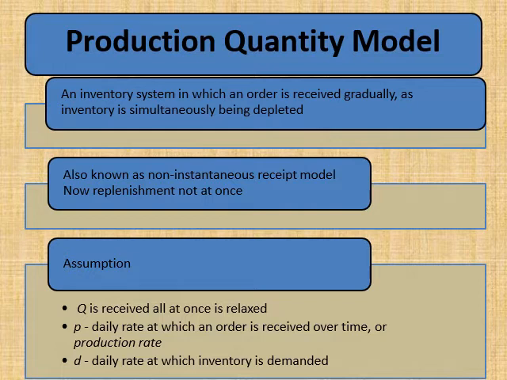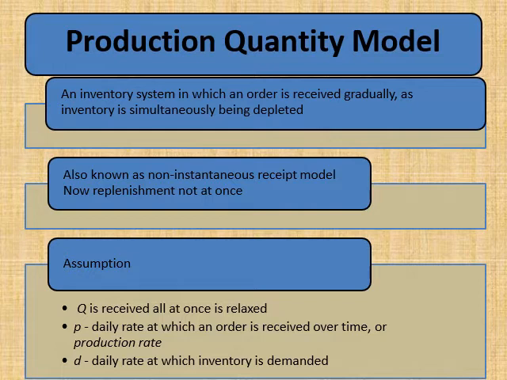As we use the inventory, with the decrease we simultaneously order the quantity; both things go in parallel. So we don't order the quantity at one level, but in the same process, as we are consuming some item, we are purchasing the same inventory items. So it's also called the non-instantaneous receipt model.